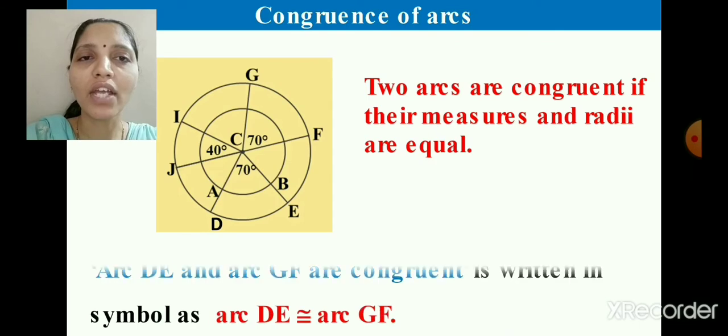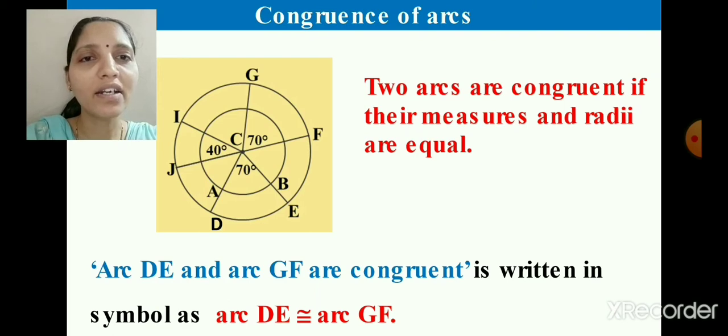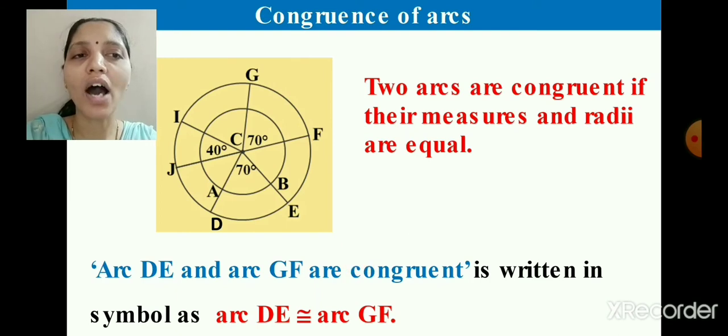So in this figure, arc DE and arc GF are congruent and it is written in symbolic form as arc DE is congruent to arc GF. Are you getting this?